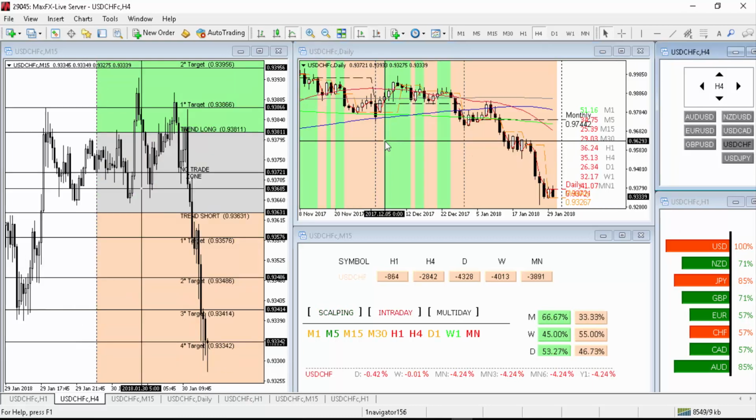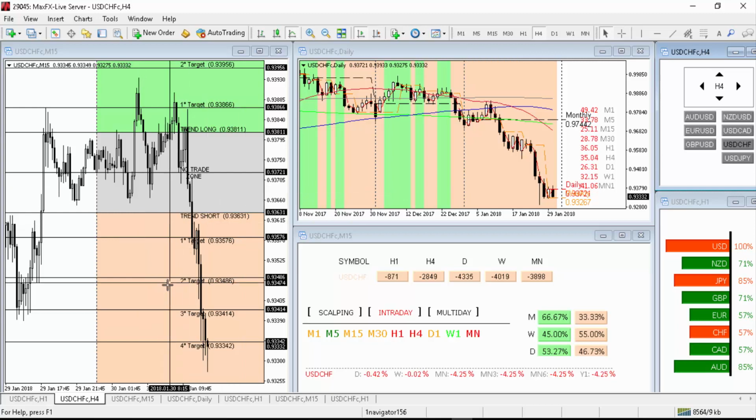The same happened on US dollar Swiss franc, which is now moving just above the weekly opening at 0.9326. We're below target number 4 of the bearish zone of the target geometry at 0.9334, with a bearish price action at a scalping and intraday level and a breakout of the previous lows on H1 and H4. The pair is losing 0.42%, and we have an RSI below 50 on every time frame. So we may have a continuation of the current move.